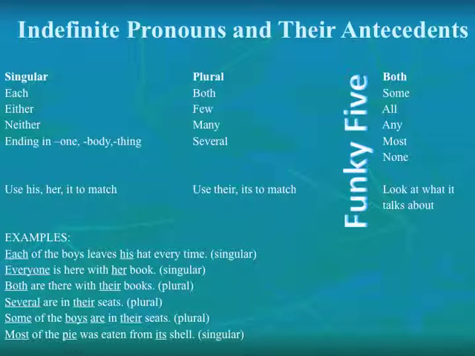Then there are 4 plural indefinite pronouns: both, few, many, and several. You're going to use their or its to match these plural indefinite pronouns. And then we have what's called the funky 5. These are the 5 indefinite pronouns that can be either singular or plural, and we have to look at what it talks about. These are some, all, any, most, and none.